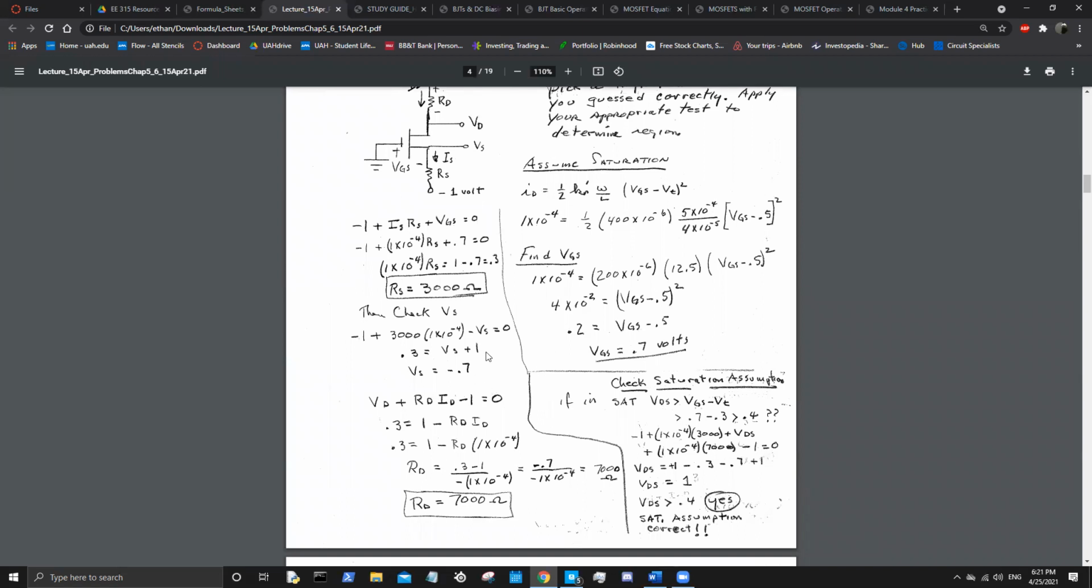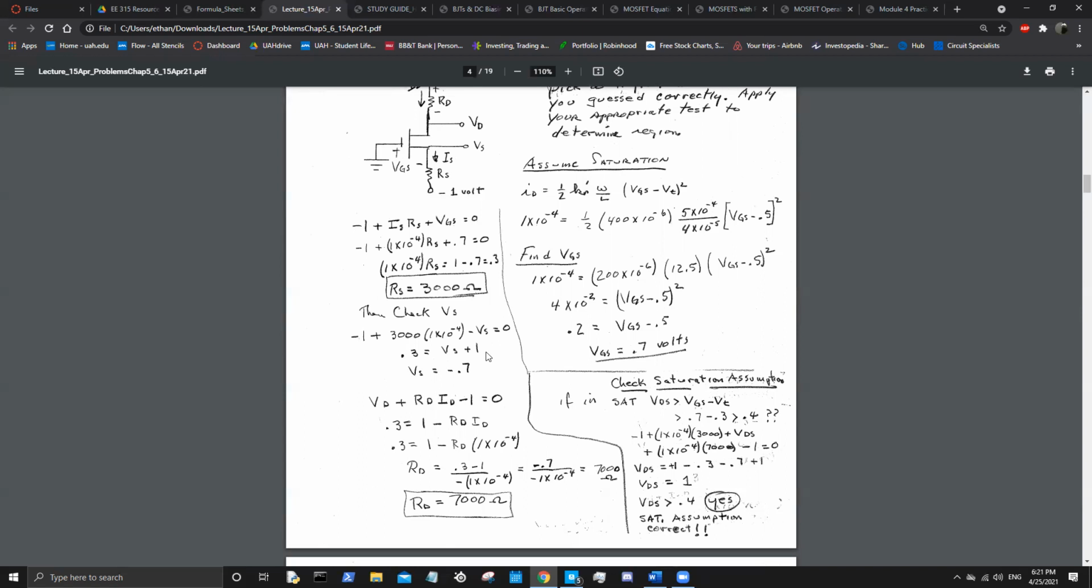Another thing to do, rather than having to do the KVL, once you get that VGS is 0.7, since you know that VG is at ground, you can just say VGS equals VG minus VS, solve for VS, and you get negative 0.7. Then you can say RS is equal to VS minus negative 1 volt over ID and solve it that way.